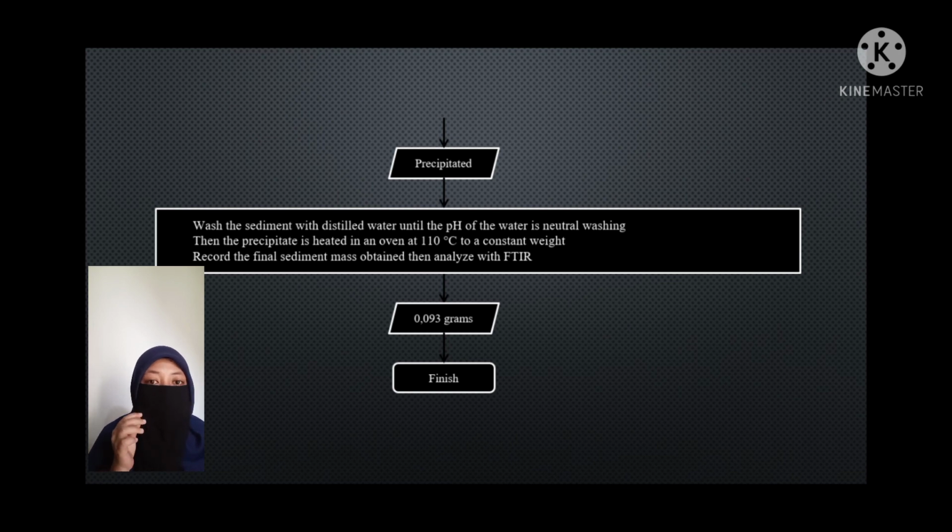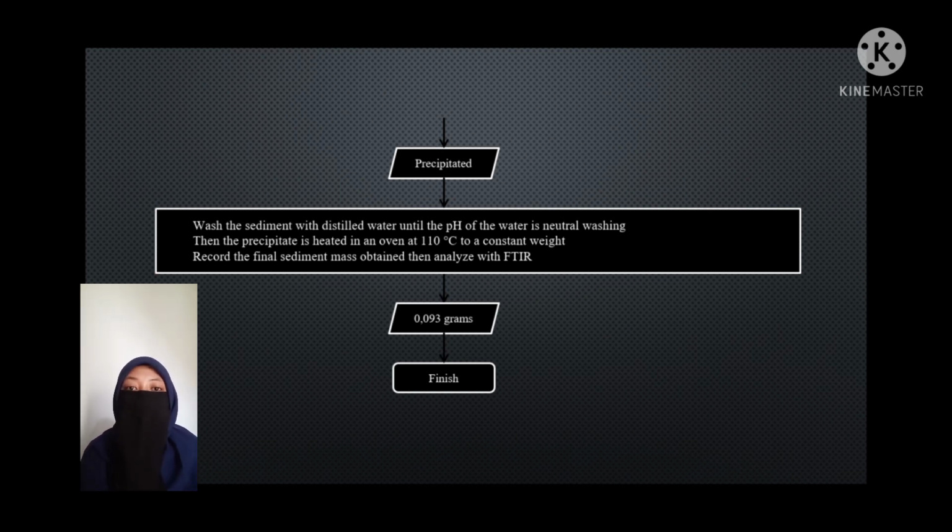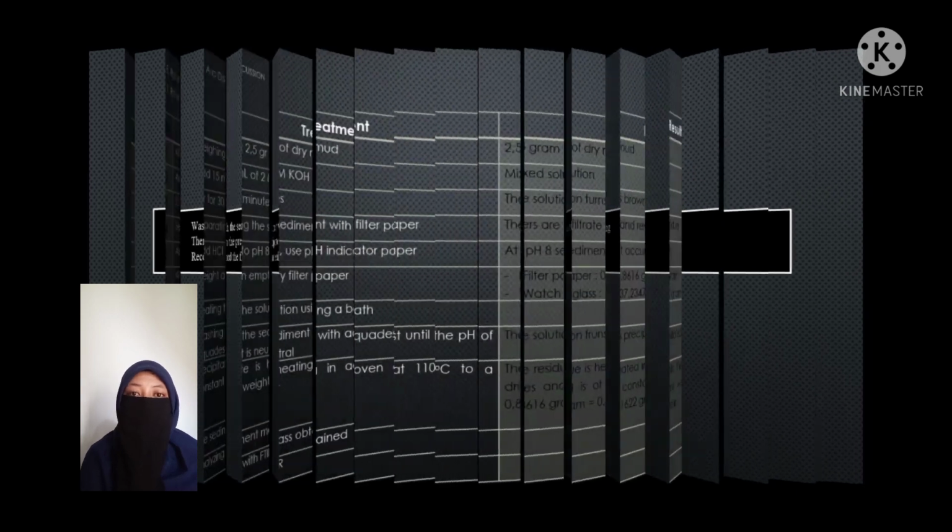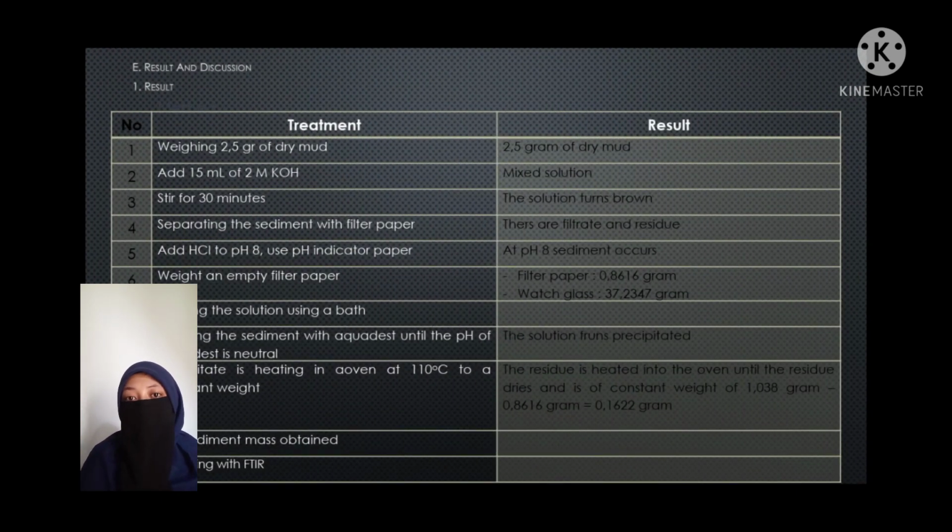Next, wash the sediment with distilled water until the pH of the water is neutral. Then the precipitate is heated in the oven at 110 degrees Celsius to a constant weight. Record the final sediment mass obtained, then analyze with FTIR. Result: 0.093 grams. Finish. Next, to result and discussion.